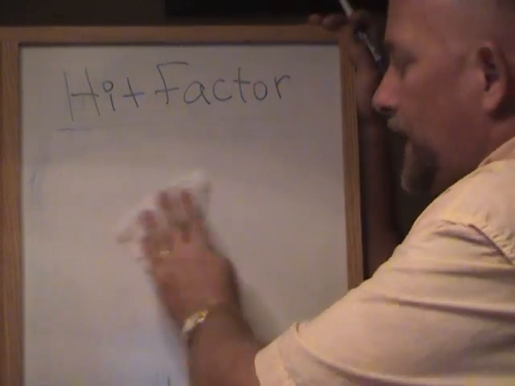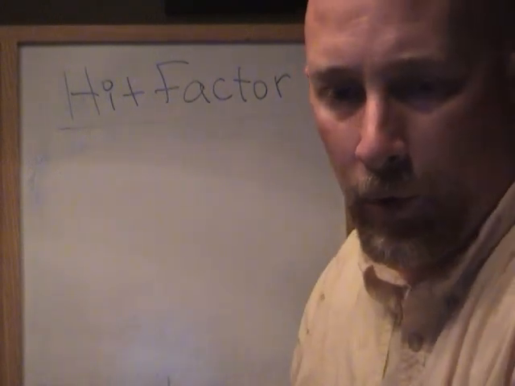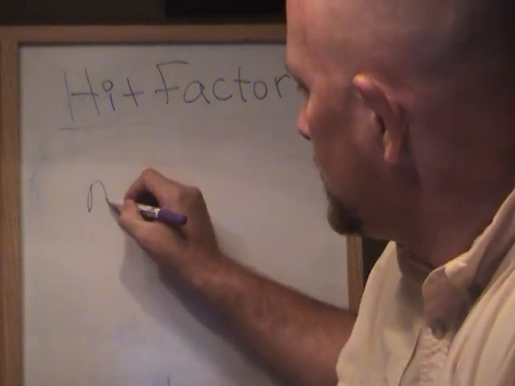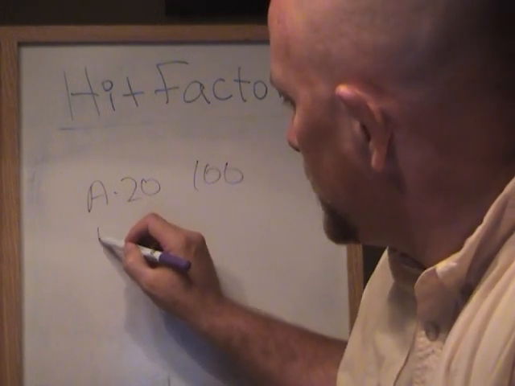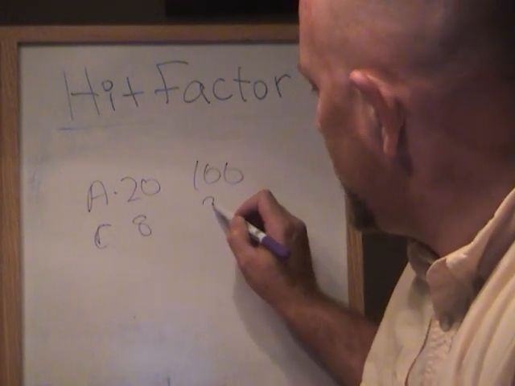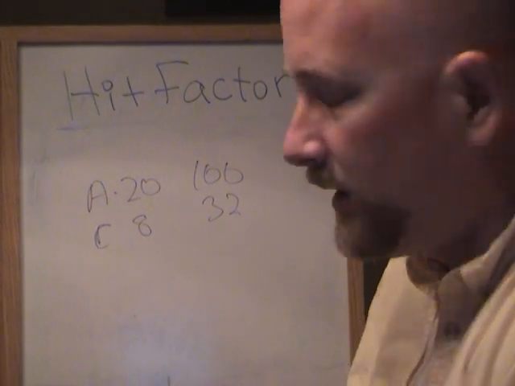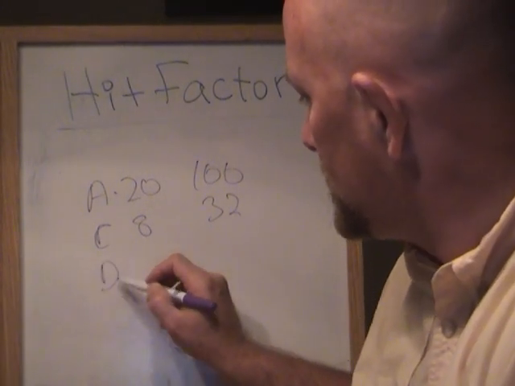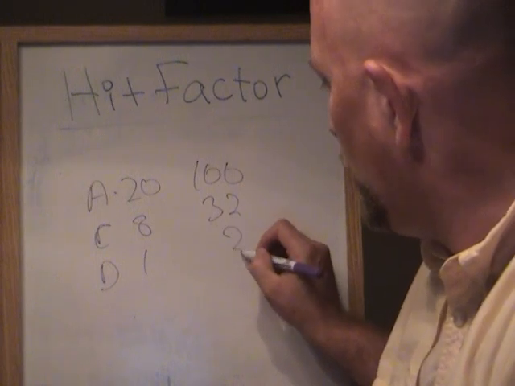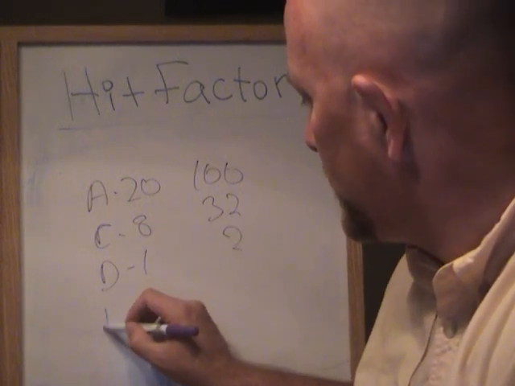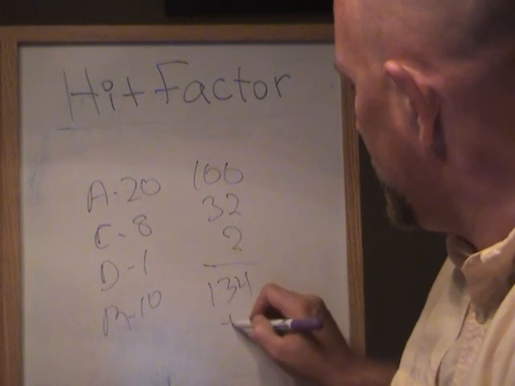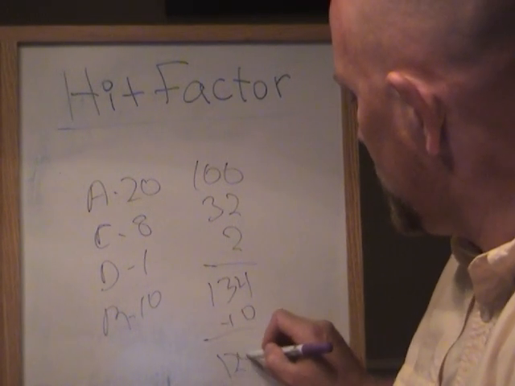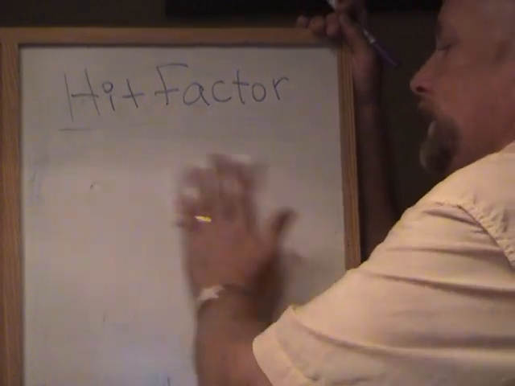If you were shooting major power factor, however, you would have scored 100 points for the 20 A zones. You would have scored 32 points for your 8 C zone hits. You would have scored 2 points for the D zone. You would have still lost 10 points for the miss. 134 minus 10, 124 points.